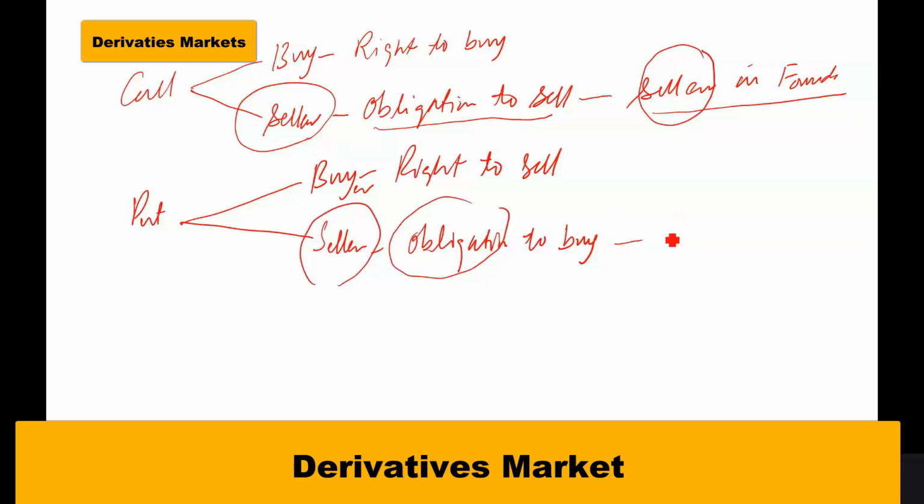So this will be equal to the buyer in a forward contract, because the buyer in the forward contract has the obligation to buy. This is how you can equate a call option and a put option to a forward contract, where the seller in a forward contract has exactly the same position and the same possibilities as the seller in the call option, and the buyer in the forward contract has the same position as the seller in a put option, because they have an obligation to buy or an obligation to sell.